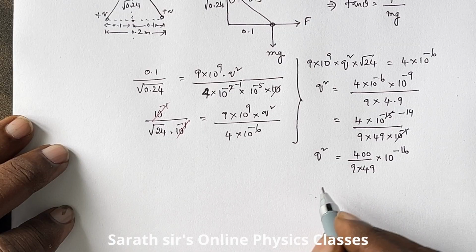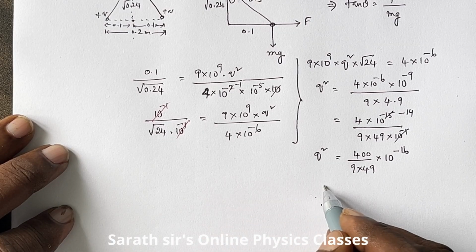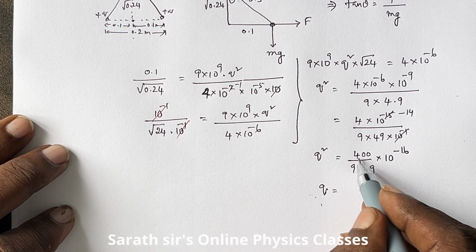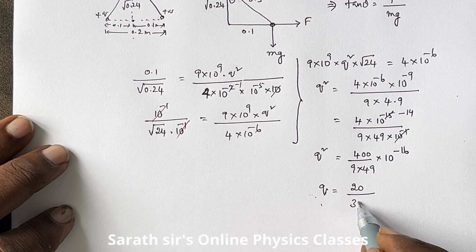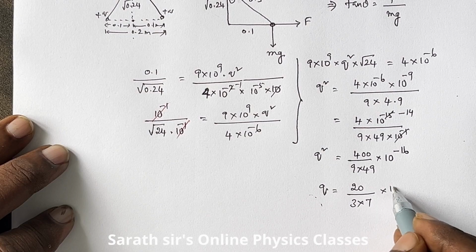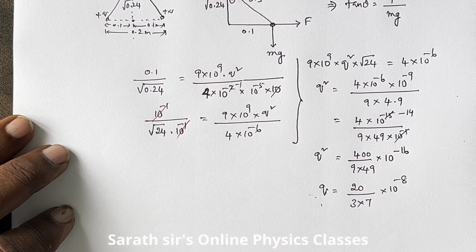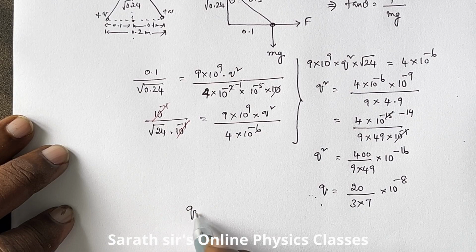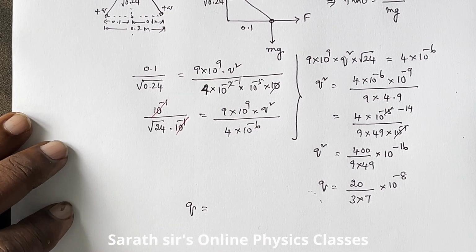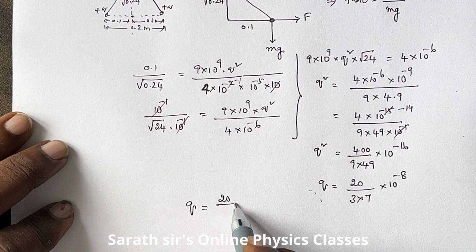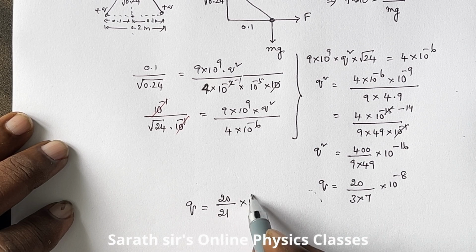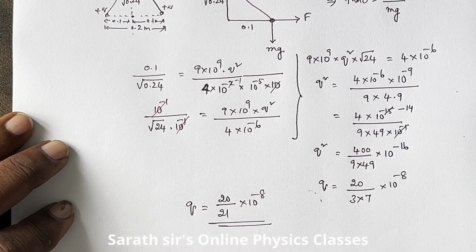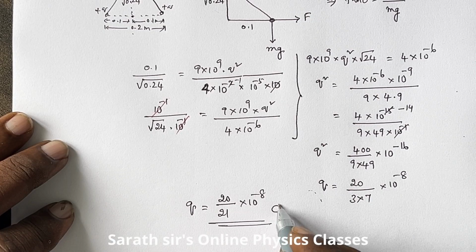So from this, the q value I can easily get. Q is equal to, the square root of 400 is 20, this is 3, this is 7, into 10 to the power of minus 8. So finally I got the value q is equal to 20 by 3 7s are 21 into 10 to the power of minus 8. So this is in coulombs.